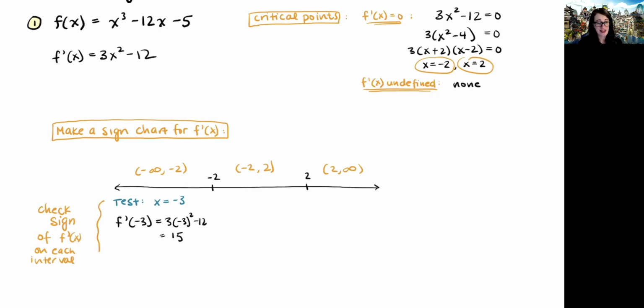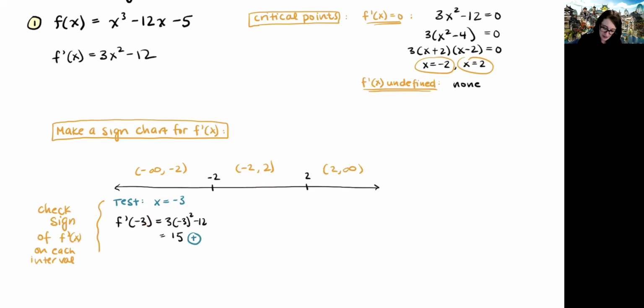Now, I don't care that this number is 15. I only care that the sign of the 15 is positive. That's all that I care about. So I know that the function is going to be increasing until we get to negative 2, and then the derivative will be 0 there. Now I have to determine whether the function continues to go up and increases more, or goes down and starts to decrease. That will be determined by checking the sign of the derivative on this interval.